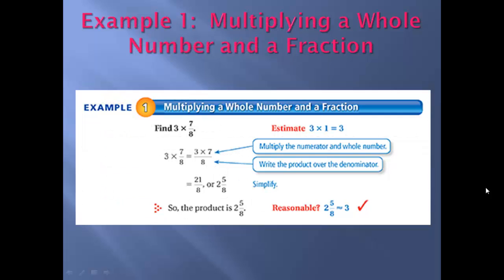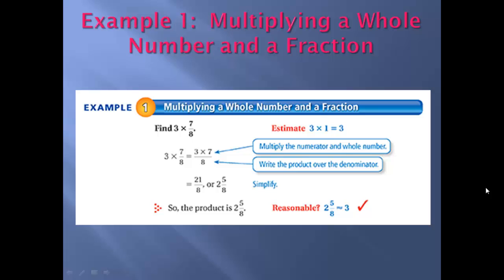For our first example, we're multiplying a whole number and a fraction. We're going to find 3 times 7/8. First, we can estimate. We're going to say that 7/8 is about 1, so 3 times 1 is 3, so our answer should be about 3.